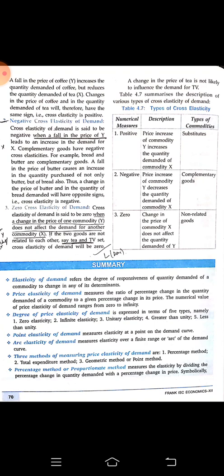Okay, what is zero cross elasticity of demand? Here, whenever the price of one commodity is increasing, it is not affecting any other commodity. For example, if the price of tea is increasing, it is not going to affect the demand for TV or refrigerator, right? All these demands are not going to be affected. This is called zero cross elasticity of demand.